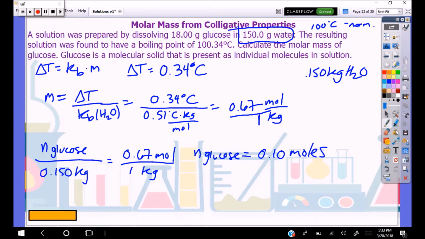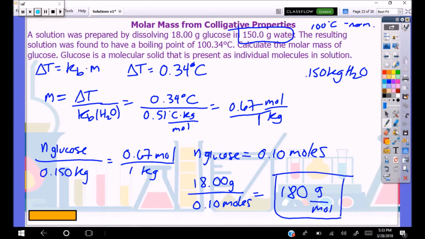And now we want to figure out the molar mass. So we know that the amount of mass in my original sample was 18 grams. 18 grams divided by 0.10 moles. Again, grams per mole gives you molar mass. We're going to end up with a molar mass of 180 grams per mole for glucose.